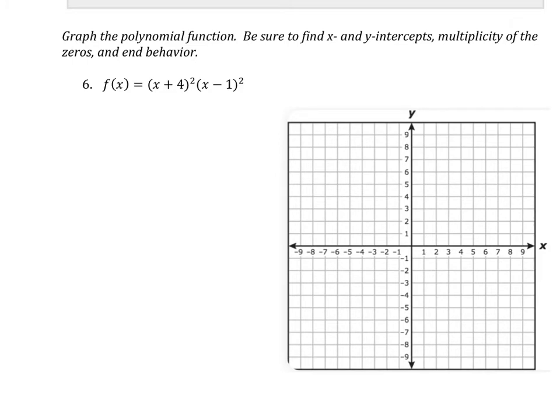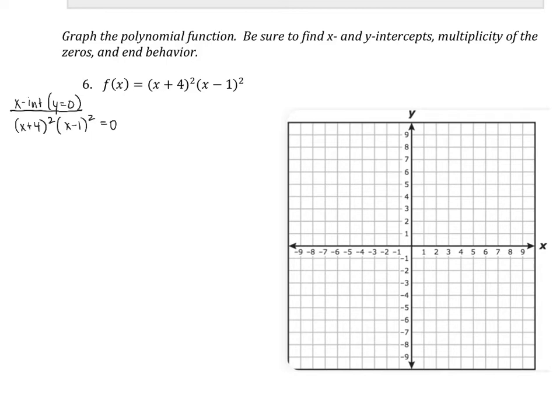So first, let us find the intercepts. So x-intercepts, we're going to let y be 0. Remember, this is the same process as finding the zeros. So we're going to have both of those done when we do this. So we have (x plus 4) squared times (x minus 1) squared equals 0.